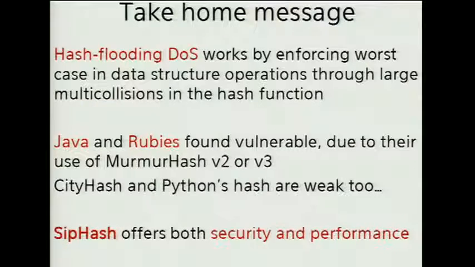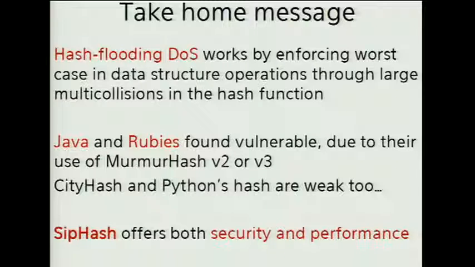Okay. So you should just have to remember three things from this presentation. This hash flooding DoS works by forcing a worst-case behavior of the application so that it is too slow to perform all the operations you want it to do. We found that Java by OpenJDK and Oracle are vulnerable. The three main Ruby implementations as well, because they use MurmurHash 2 and 3. You shouldn't switch to CityHash or Python's hash. And we propose SipHash to be both secure and fast.